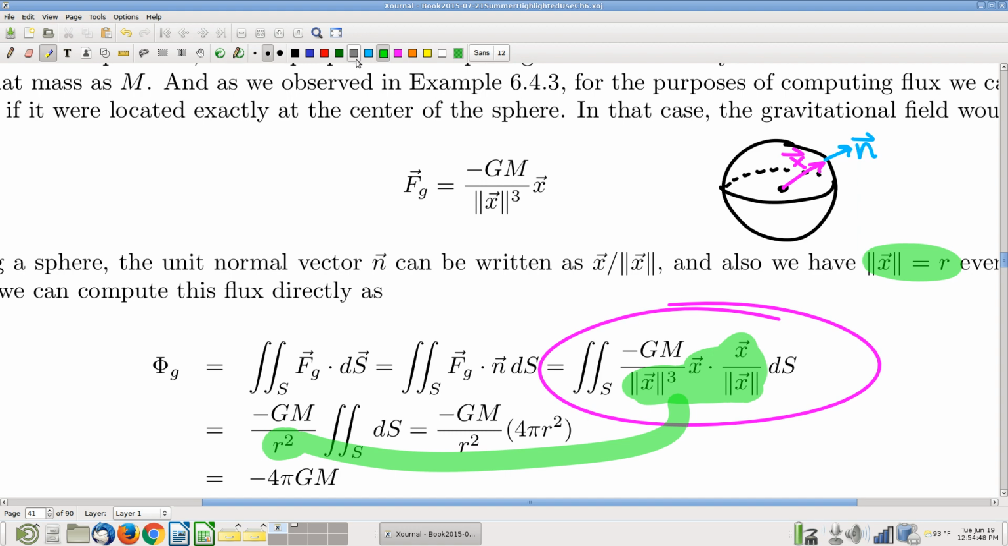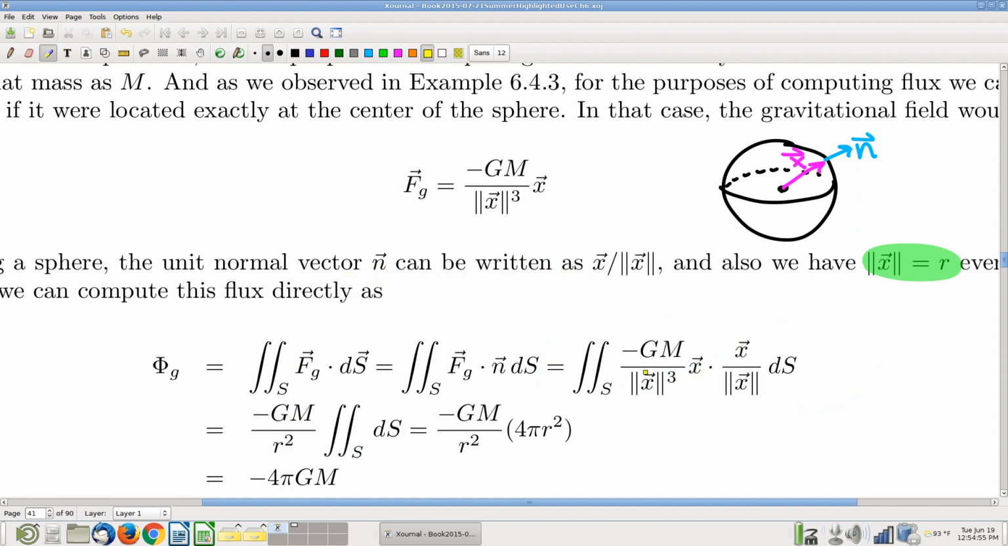This constant, of course, just pulls right out. And all we're left with is surface area. I hope you all remember the formula for the surface area of the sphere. That's a barnyard variety geometry formula from high school geometry: 4 pi r squared. So this is all over at this point. The r squareds cancel, and you're left with just negative 4 pi GM. It's a really cool calculation. A lot just happened here.